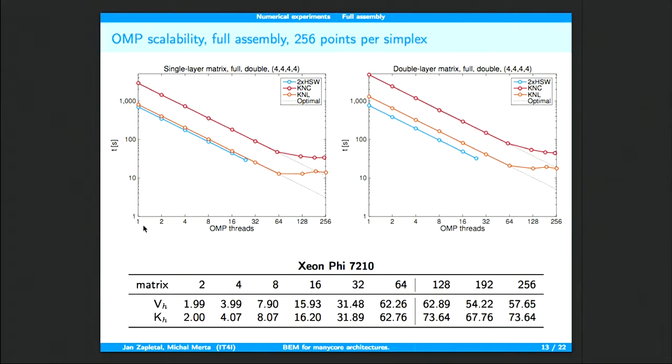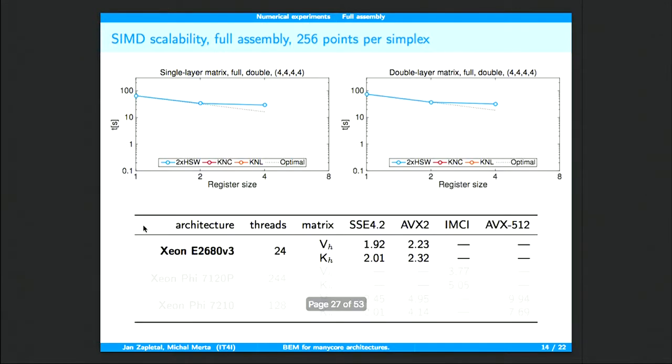But further on, there is no scaling. But what we were more interested in was the scalability with respect to the register width. The reference times here were computed with the no-vec, no-SIMD, QNO, OpenMP SIMD compiler switches. On Salomon, on Haswell, we could test the vectorization with the SSE 4.2 instructions and AVX2 instructions.